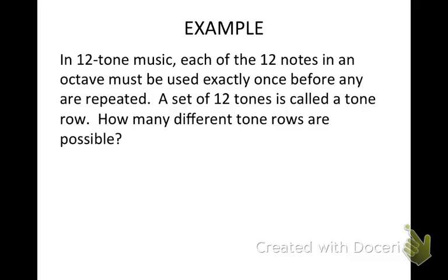All right, here we go. In 12-tone music, each of the 12 notes in an octave must be used exactly once before any are repeated. A set of 12 tones is called a tone row. So how many different tone rows are possible? It's going to be a lot.